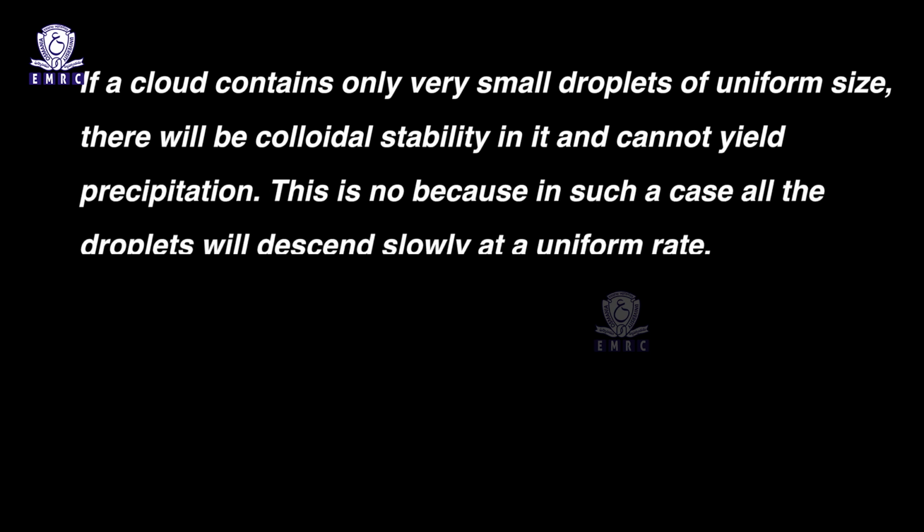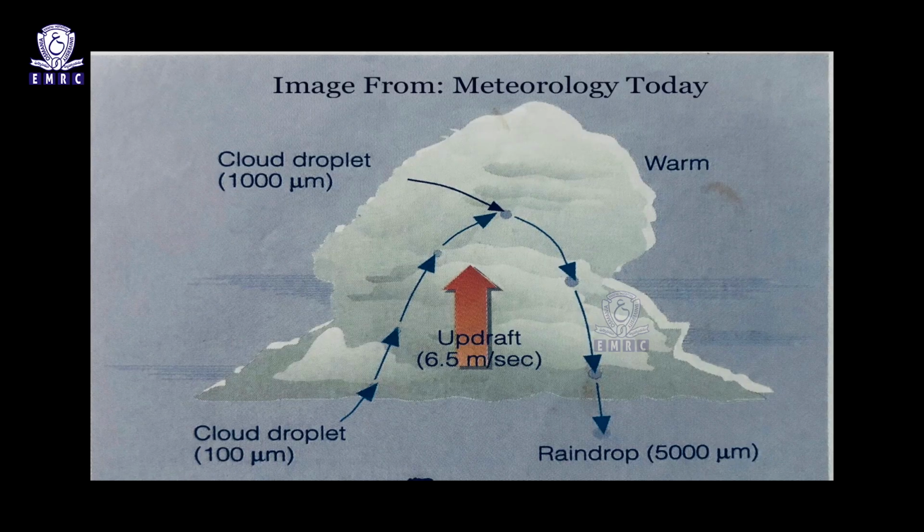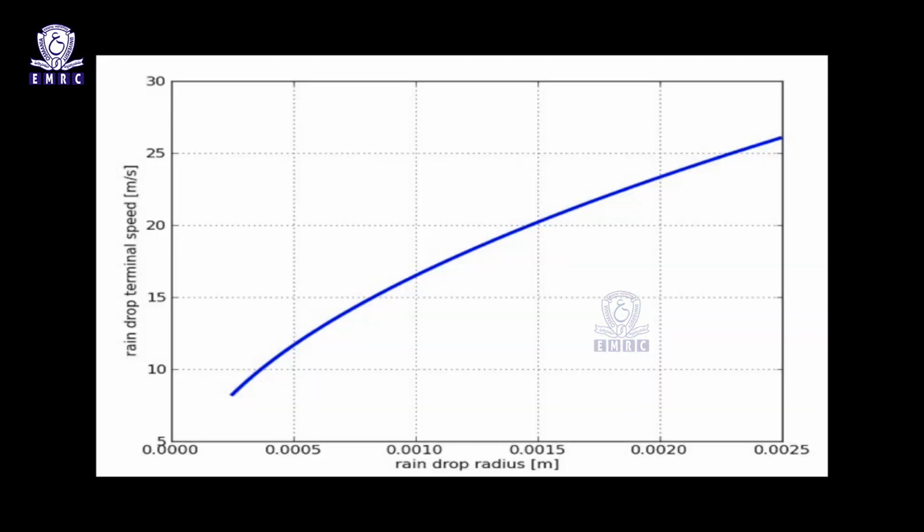This is no, because in such a case, all the droplets will descend slowly at a uniform rate. Hence, there shall exist little chance of collision among the drops. Besides, for the development of a single raindrop, it will take much time for about 1 million cloud droplets to coalesce. As regards the required size of the raindrops, it is to be noted that water drops must have a diameter of more than 100 microns even in humid air.